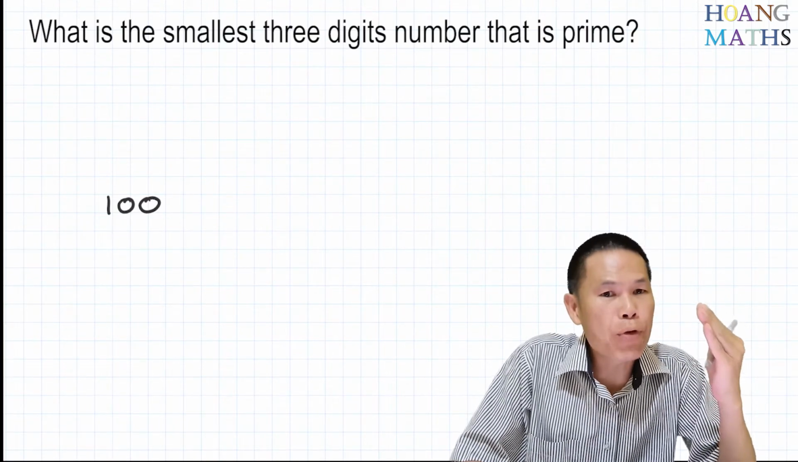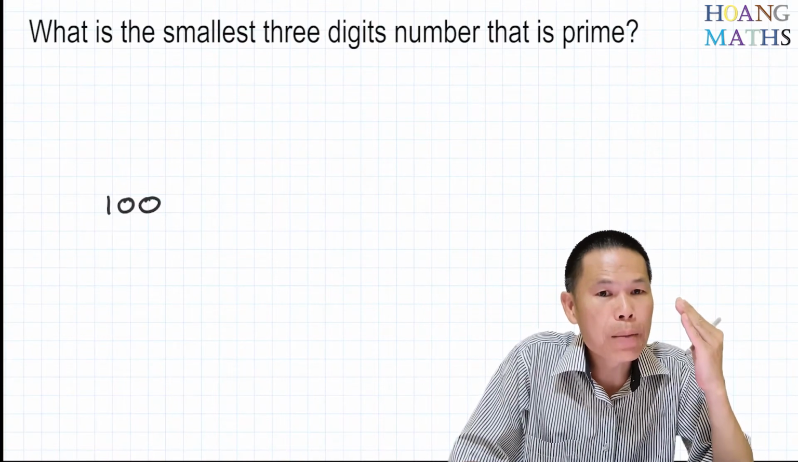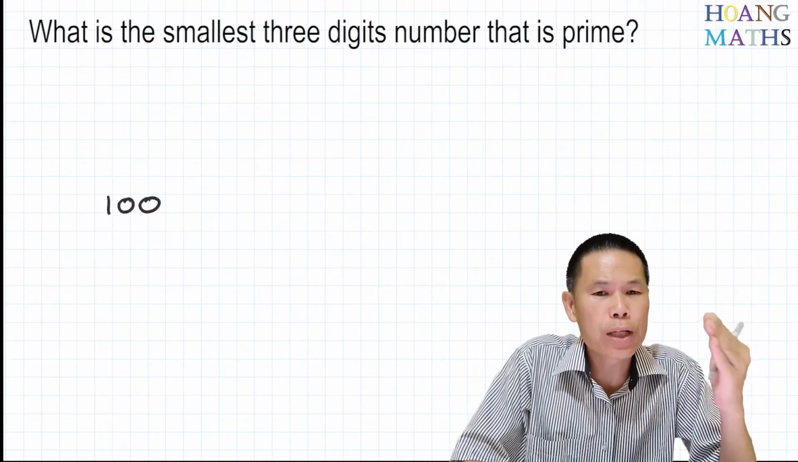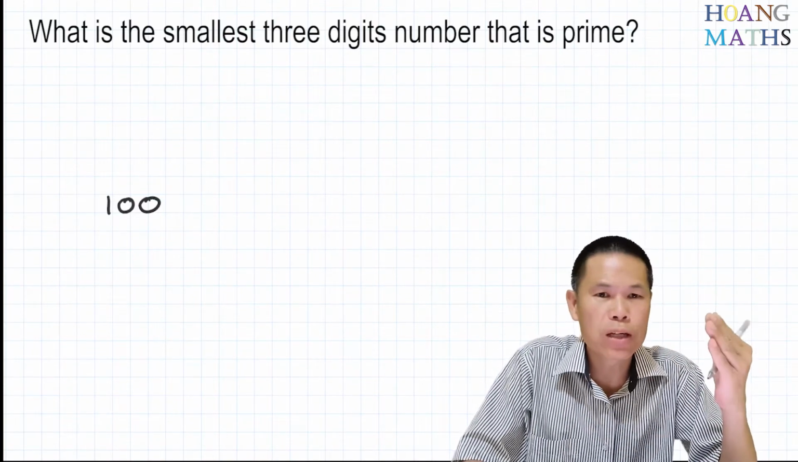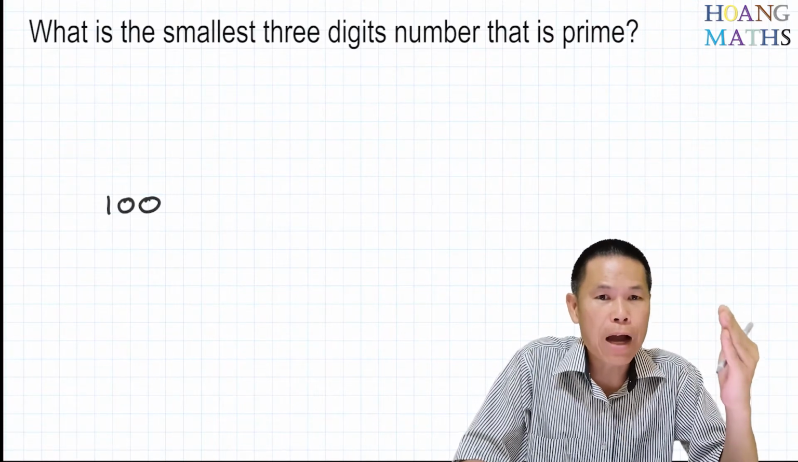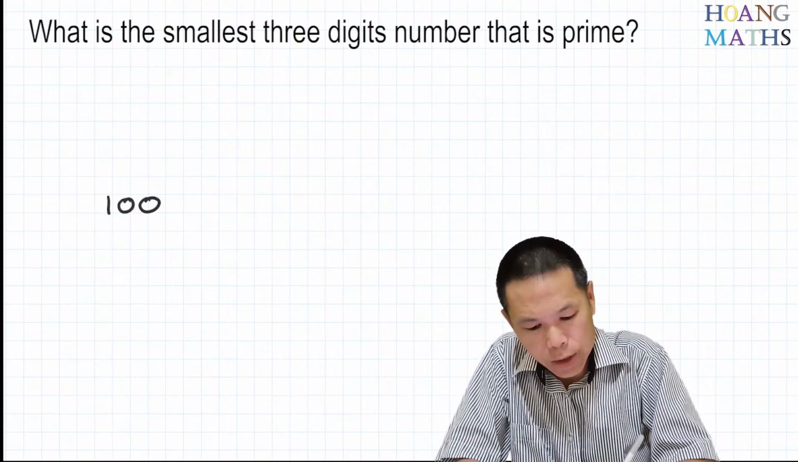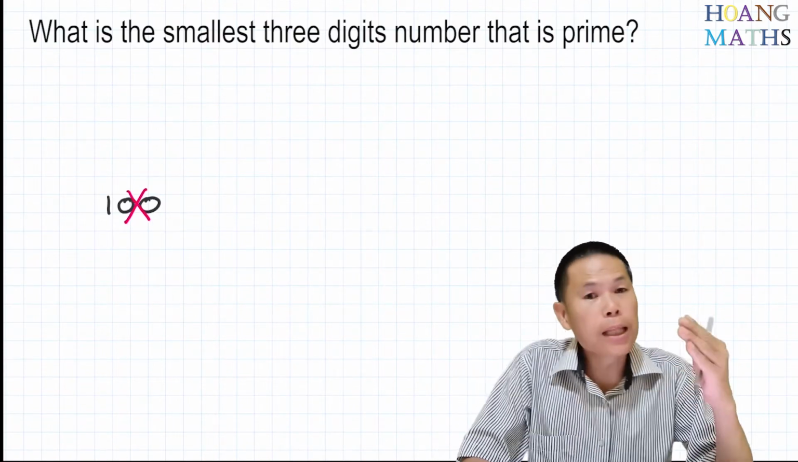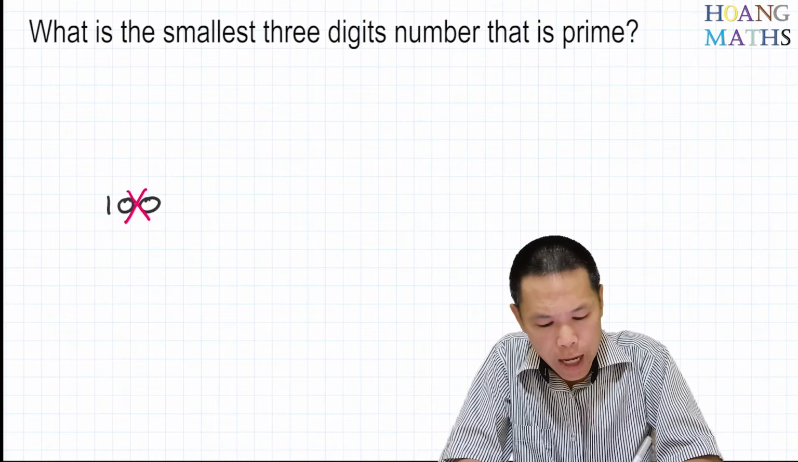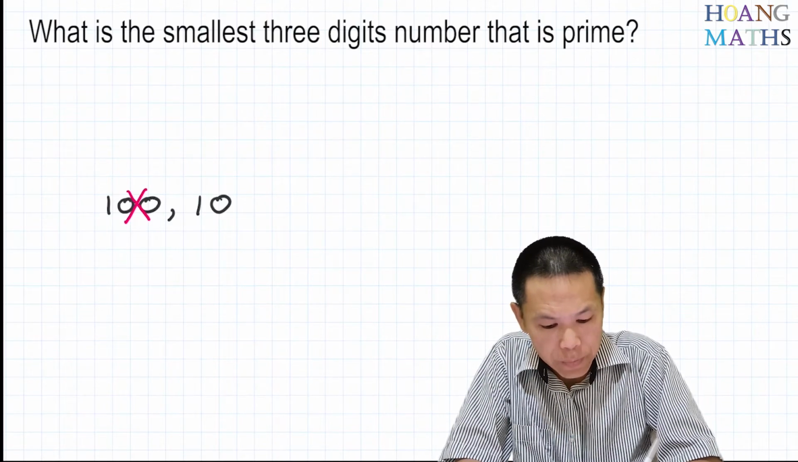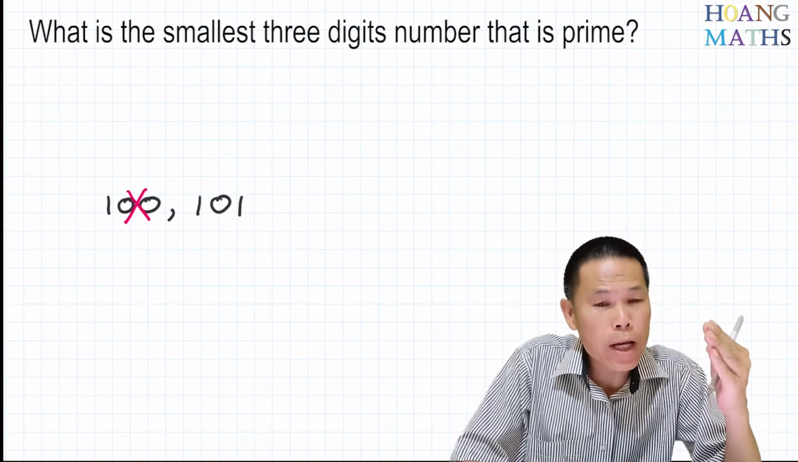Then it's not a prime because it is a composite number, because 100 is an even number. So it can divide by 2, can divide by 10, divide by 5 and so on, right? So therefore it's not a prime. So we just cross this out. And the next number is 101. But then is 101 a prime?